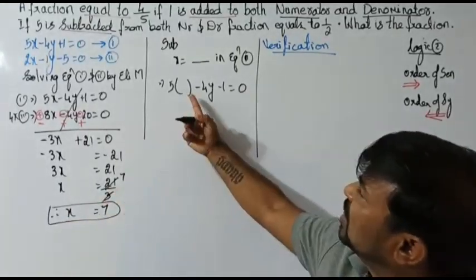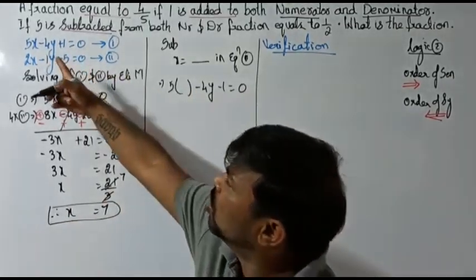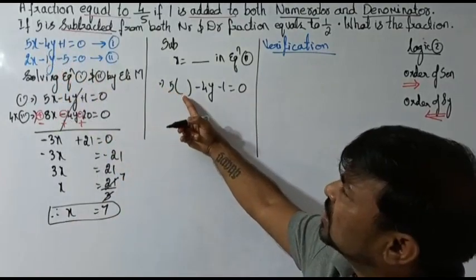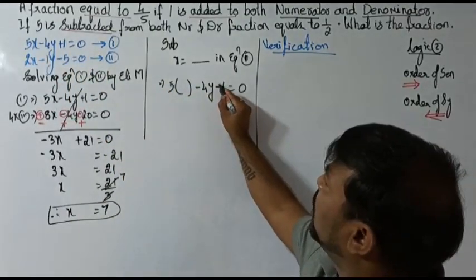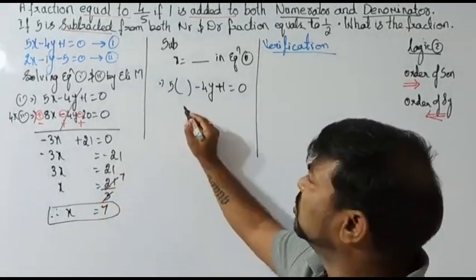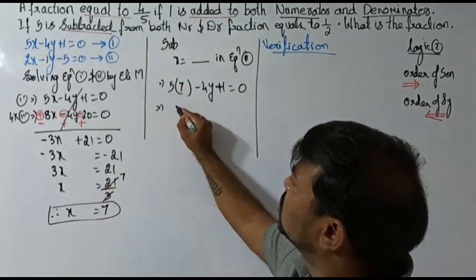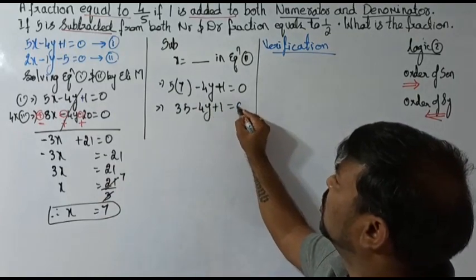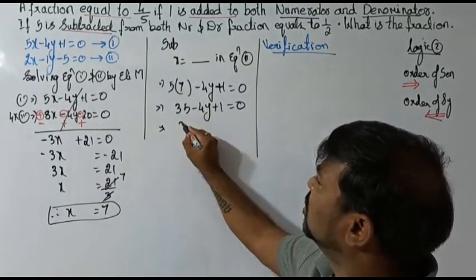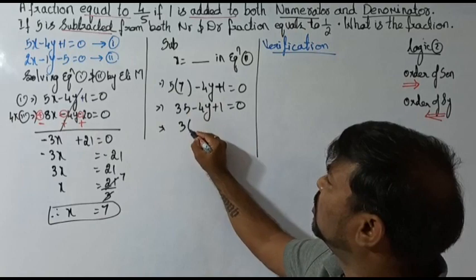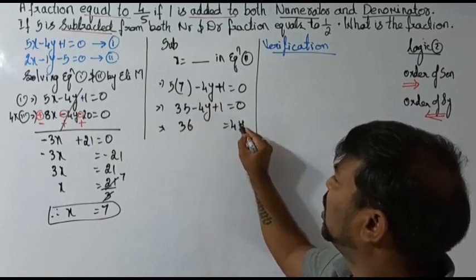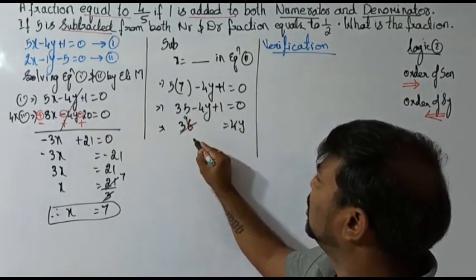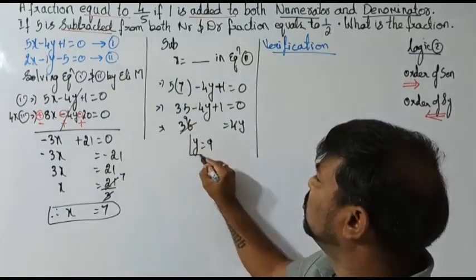Now let's substitute that in the first equation. What is the first equation? 5x minus 4y plus 1 is equal to 0. If you substitute here, it's 35 minus 4y plus 1 equals 0, which implies 36 equals 4y. Dividing, y is equal to 9 we are getting.